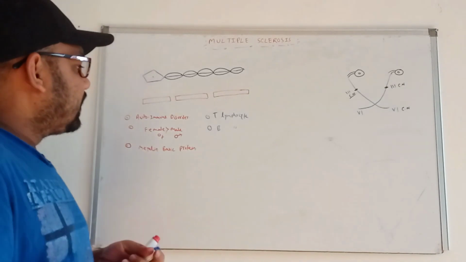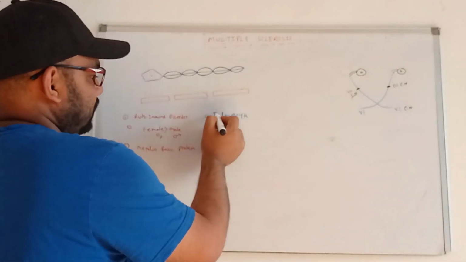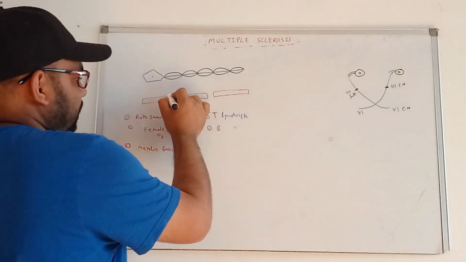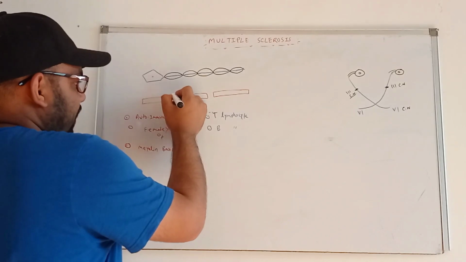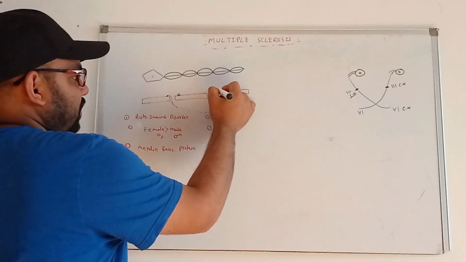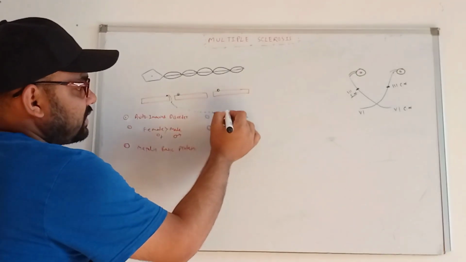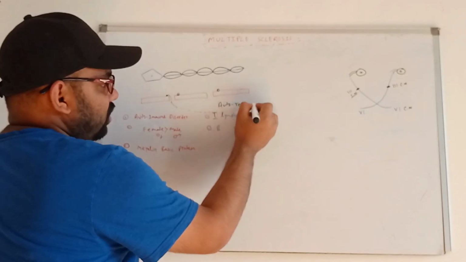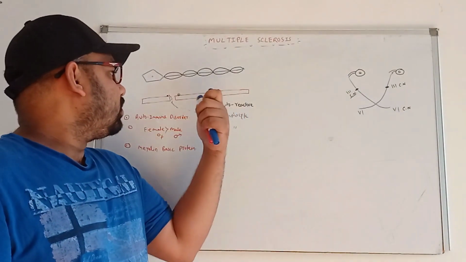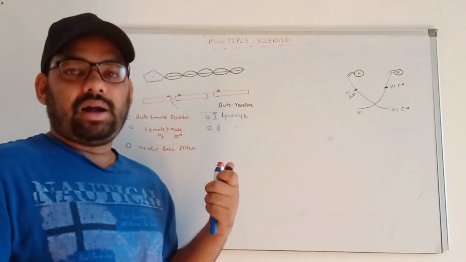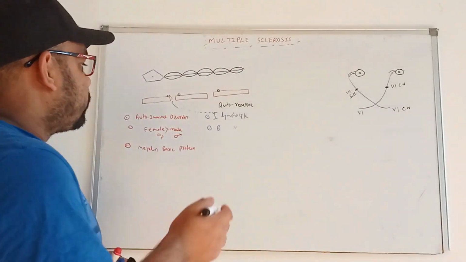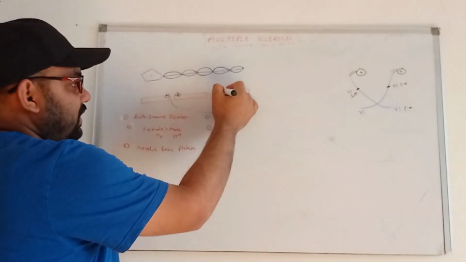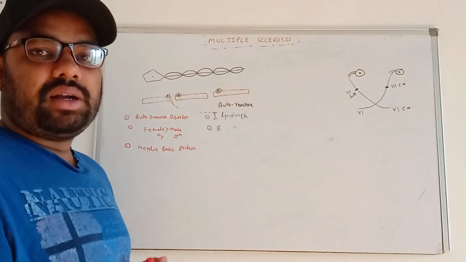Now see, these autoreactive T cells will get bound to the endothelial cells of the blood-brain barrier. Once they get bound to the endothelial cells of these regions, we will get to see the permeability of the blood-brain barrier increased.